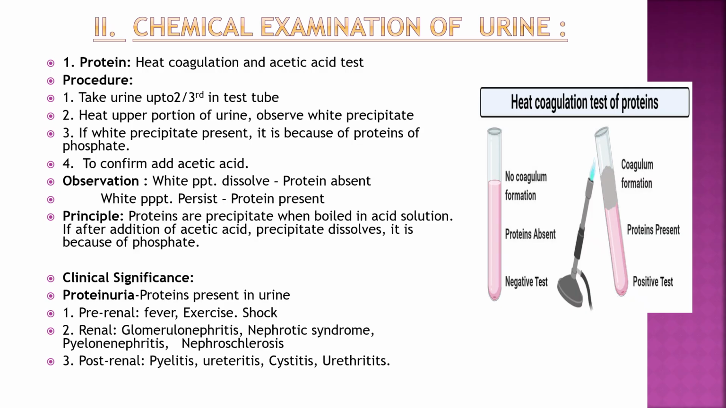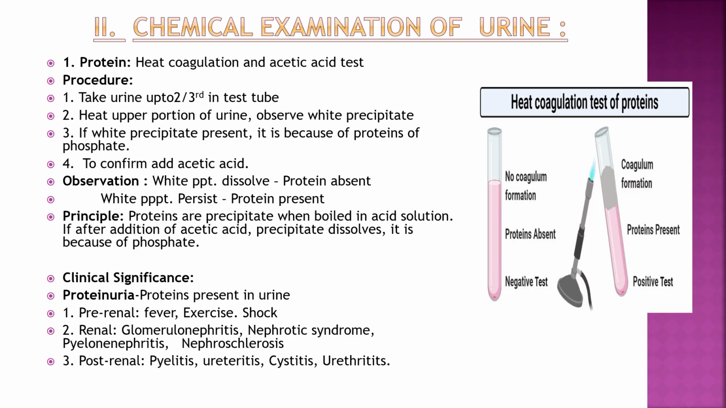If precipitate dissolves, then that means proteins absent, and if the precipitate persists or increases in white precipitate, then it is proteins present. The principle is the proteins precipitate when they are boiled in acid solution or by heat. The significance, that is urine containing protein, is called as proteinuria, and they are seen in pre-renal conditions like fever, exercise, shock. Then renal condition like glomerulonephritis, nephrotic syndrome, pyelonephritis, nephrosclerosis, and post-renal like pyelitis, ureteritis, cystitis, urethritis.